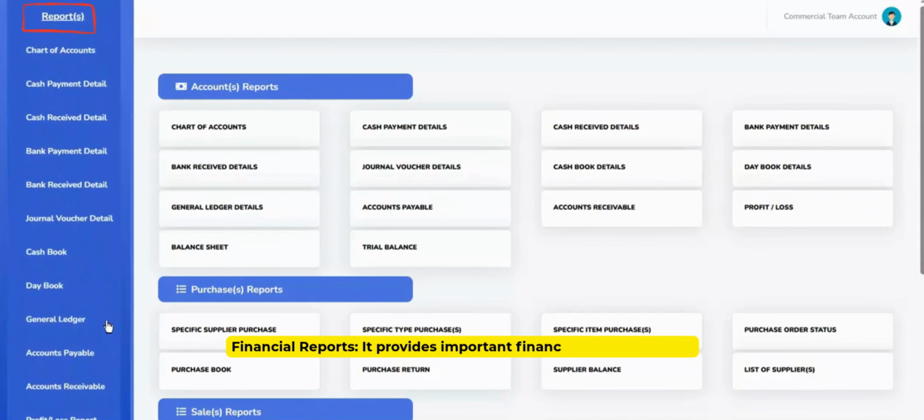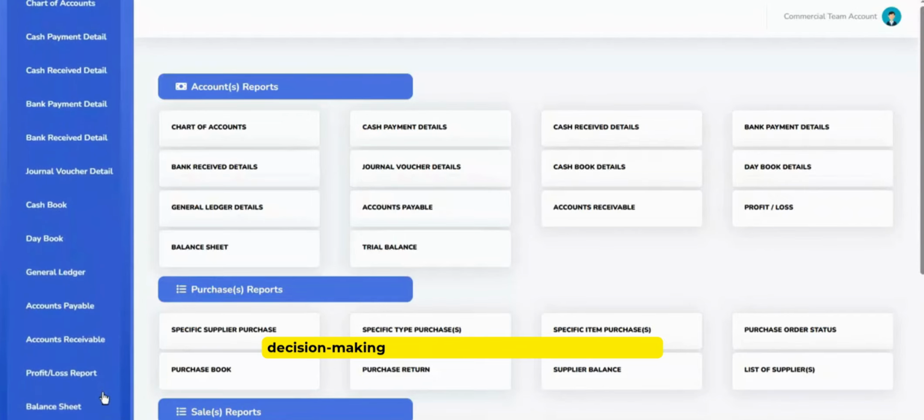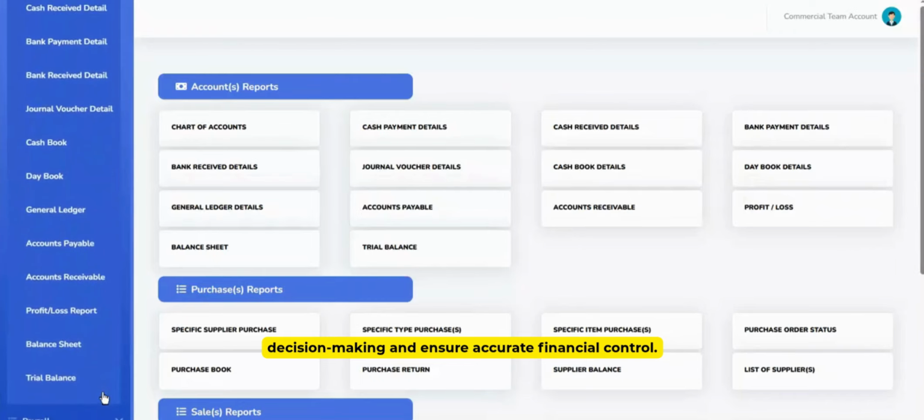Financial reports. It provides important financial reports such as cash book, day book, general ledger, accounts payable, accounts receivable, profit/loss report, balance sheet, and trial balance. Management reports. These reports help management in decision-making and ensure accurate financial control.